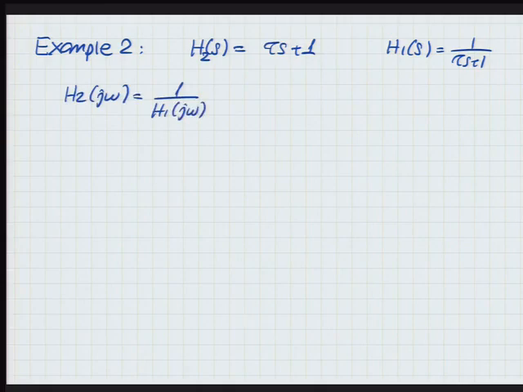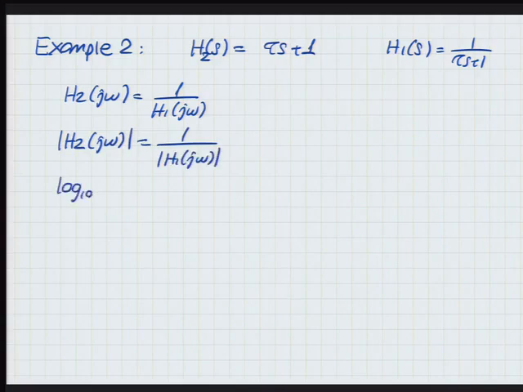And what does that indicate? It indicates that the magnitude of H2 of j omega is 1 over the magnitude of H1 of j omega. When I take logs, though, you're just going to end up with a negative sign.